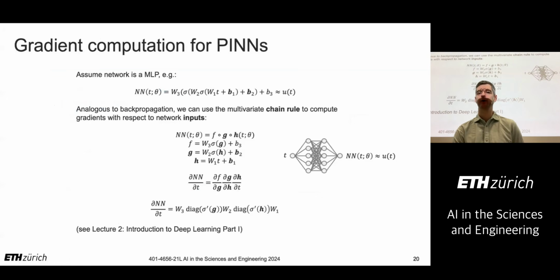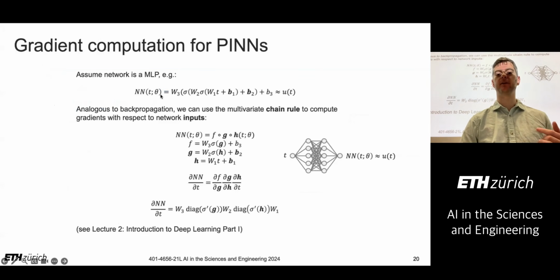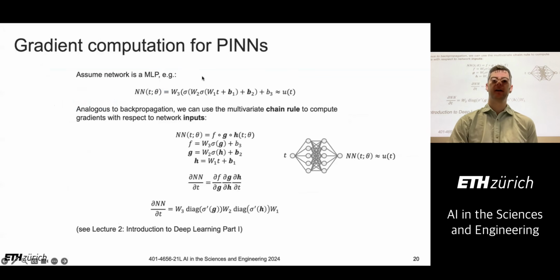So let me just show you how we would use autodiff to get both of those gradients. And let's just assume that the network is an MLP, so a fully connected network that has this form. We use the chain rule when we were differentiating the loss function with respect to the weights to be able to evaluate that gradient. So we can very analogously use the chain rule to now compute the gradients of the network with respect to its inputs. So a different gradient, but very similar.